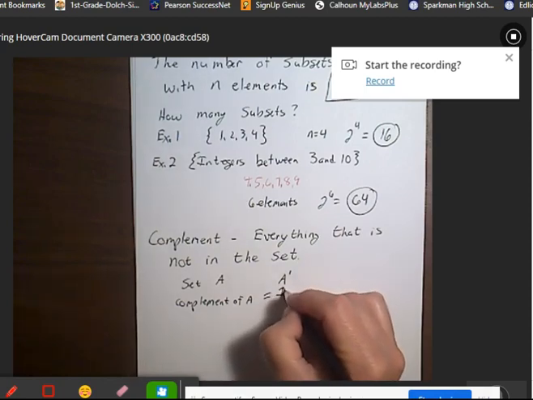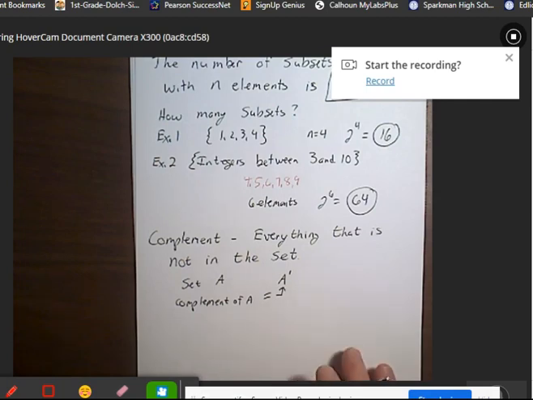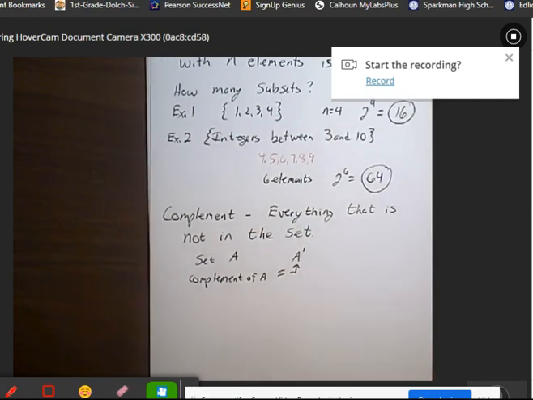Okay, so whatever set they give to you, the complement will be basically just taking whatever letter they have for that set, and just putting the little tick mark at the top of it to make that the complement.